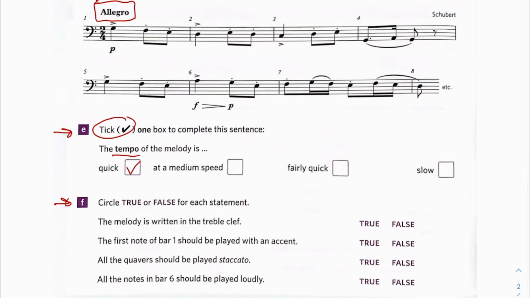Question F, circle true or false for each statement. Statement number 1, the melody is written in the treble clef. If we look at the melody, we will notice that it's written in the bass clef, so this statement is false. Statement number 2, the first note of bar 1 should be played with an accent.